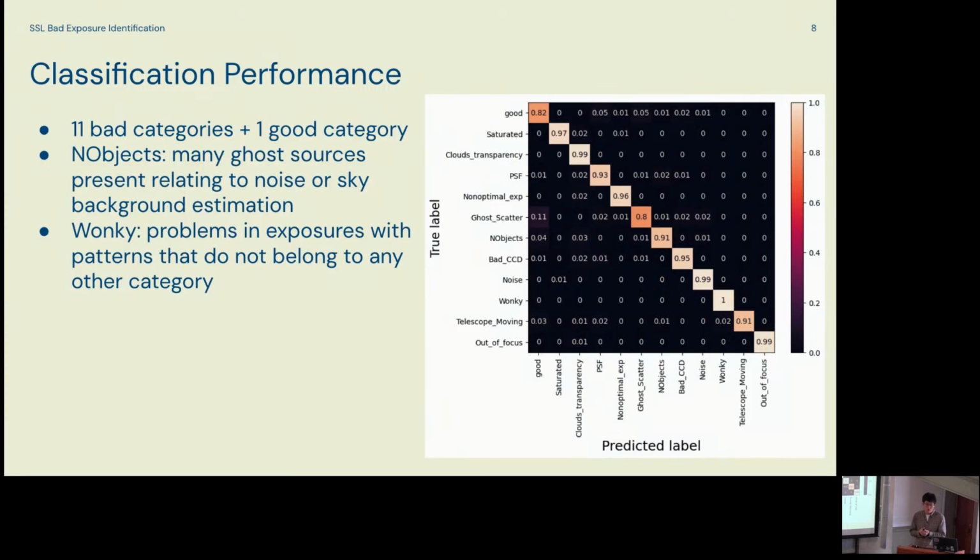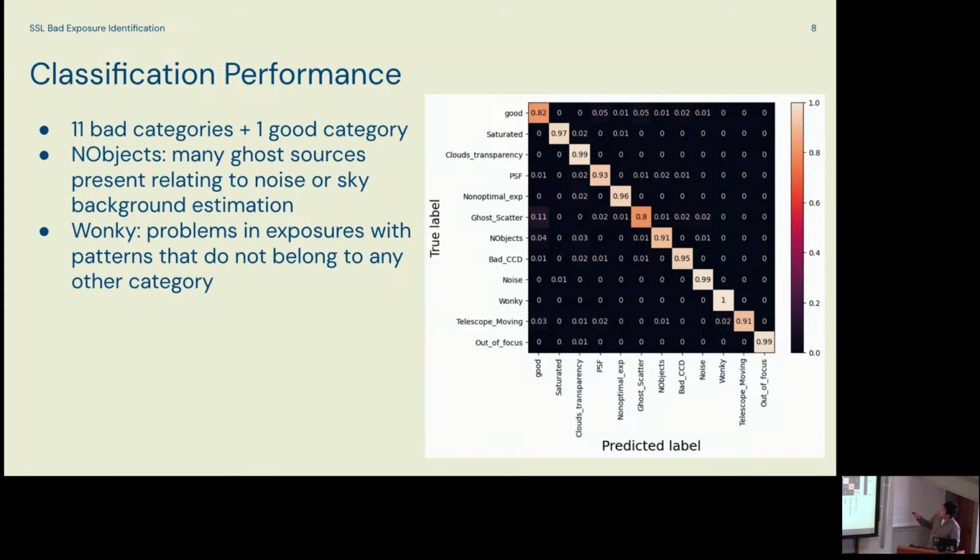And for the classification result, that's what we eventually get down to using the labels. We have 12 categories. 11 of them are bad. One of them is good. Most of the clusters or categories are self-explaining. Only the N objects and wonky are not. The N objects are actually from the DES processing pipeline. It basically means some of them have many ghost sources, which could relate to noise or scattering estimation issues. Wonky is basically the other case, where there's something definitely wrong with the exposure, and we just don't know why. So wonky is more like cases that observers don't really understand, and we want to figure out why.